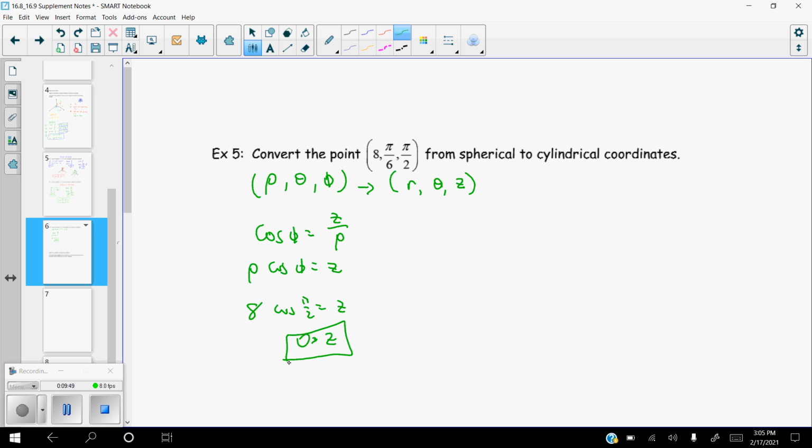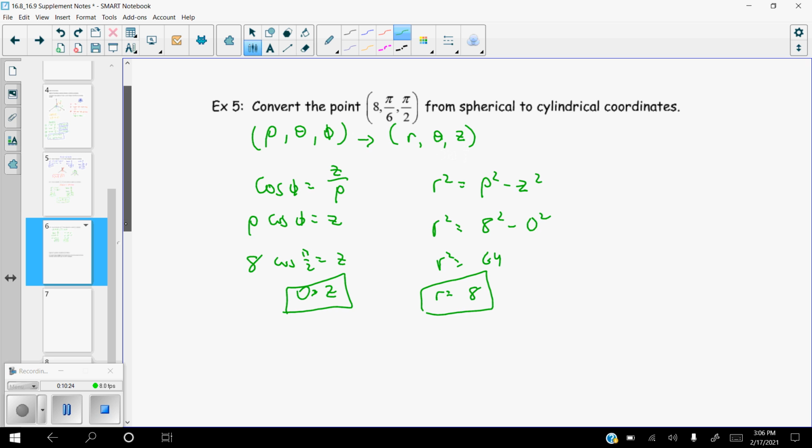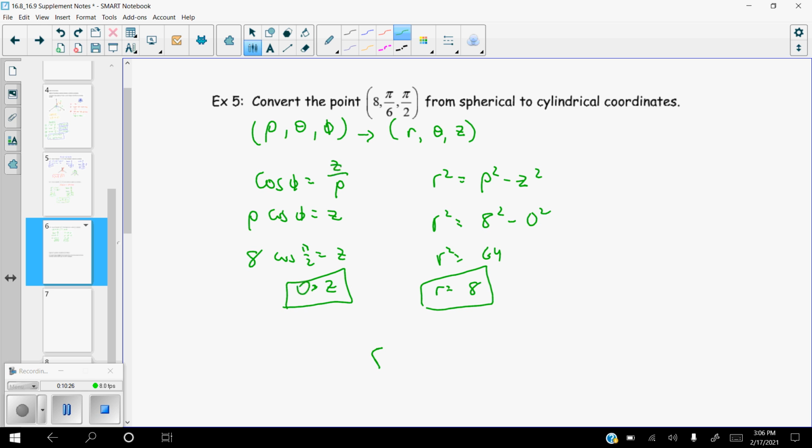And then we need to find r. And we can find r because r squared is rho squared minus z squared. And where did that come from? Well, rho squared equals r squared plus z squared, so I just subtracted z squared on both sides. So r squared is going to equal rho squared, which is 8 squared, minus z squared, which we just found was 0. Really nice. So r squared equals 64, or r equals 8. So now we've got r, theta, and z, because theta was given to us in the original.